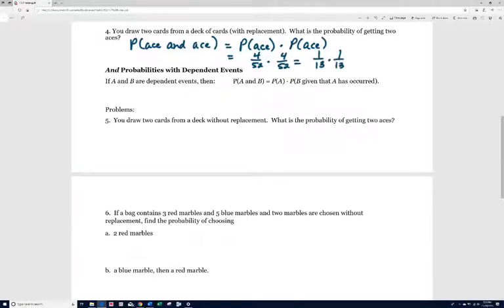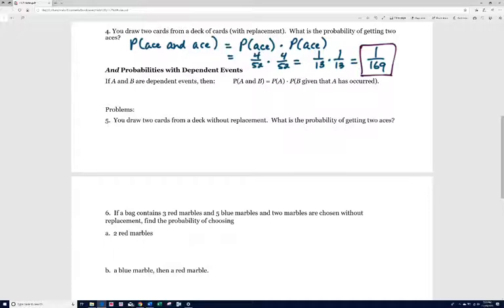These fractions simplify to 1 over 13. So when I multiply across, you can see that you have a 1 in 169 chance to draw 2 aces when you draw 2 cards from a deck of cards. So not very good chances there.